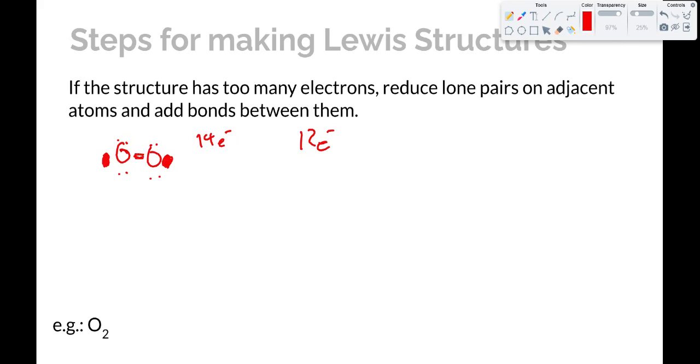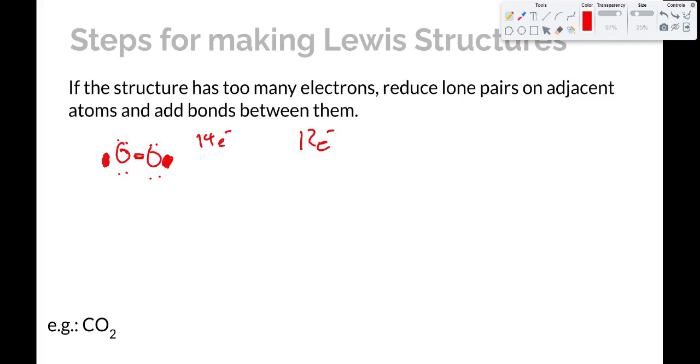So now it's not sharing one pair of electrons, it's sharing 2 pairs of electrons. What that does is it gets my electron count down to where it's supposed to be. Because now I have 4 electrons in lone pairs on each oxygen, that's an 8 total, and then 2 in each bond, so that brings me to 12 electrons in my structure.